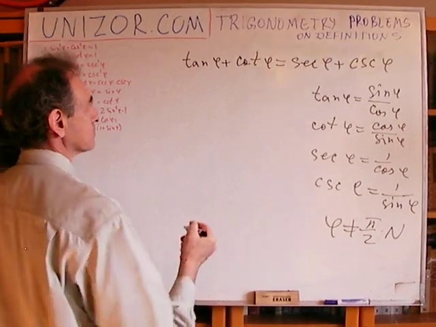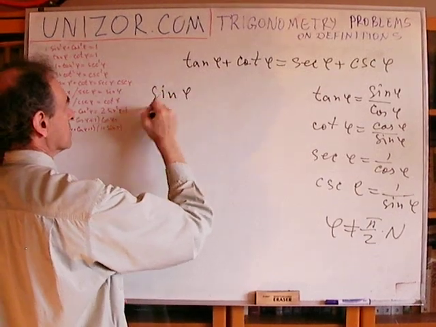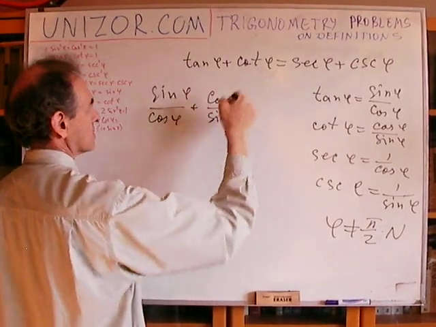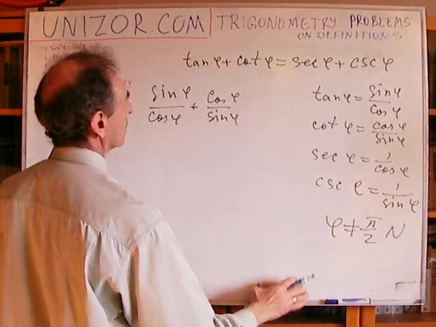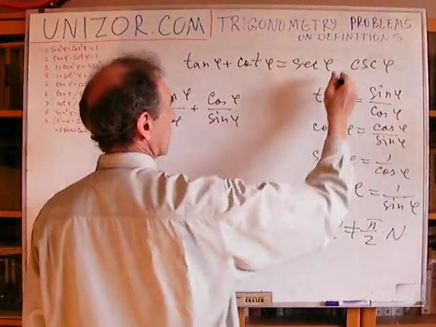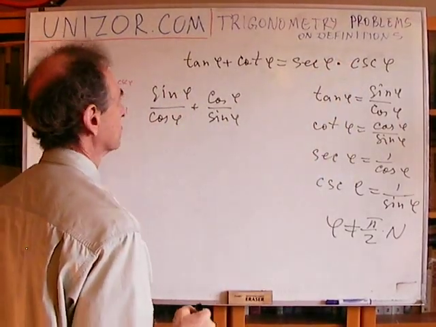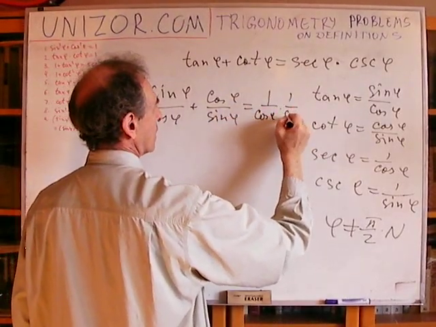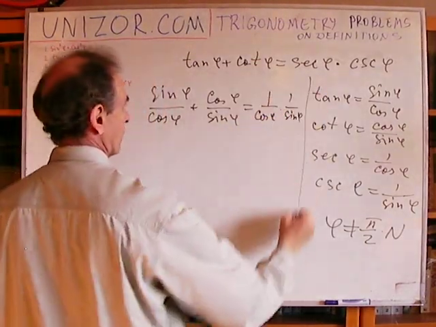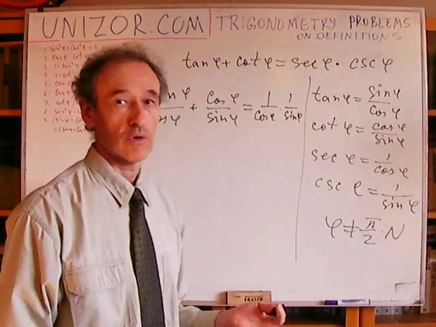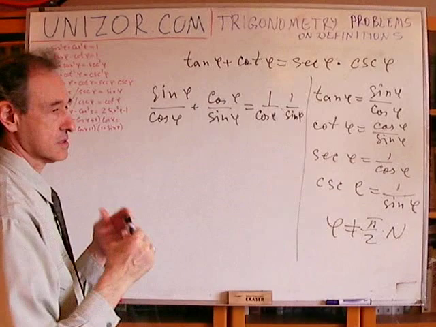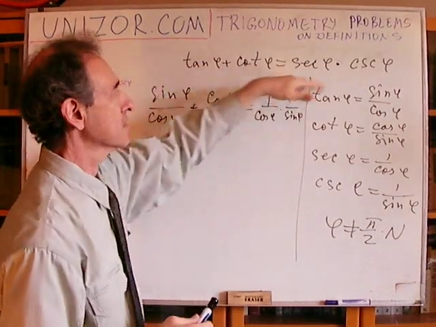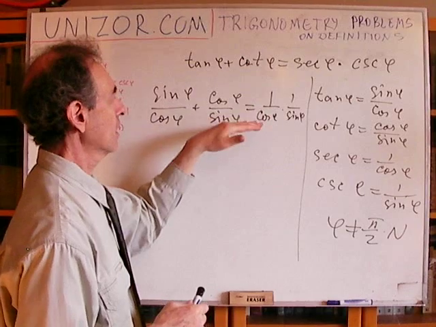What happens? Alright. Tangent is sine phi divided by cosine phi plus cosine phi divided by sine phi. That's the cotangent. And that's supposed to be equal to what? 1 over cosine phi times sine phi. True or not? True or false? Well, first of all, let's just say that this is exactly equivalent to this. I just wrote the definition of all these functions.